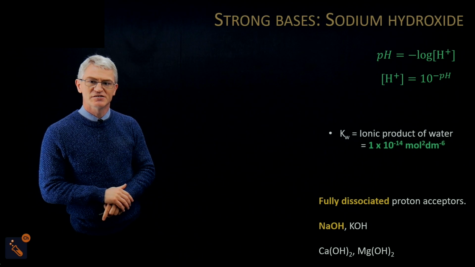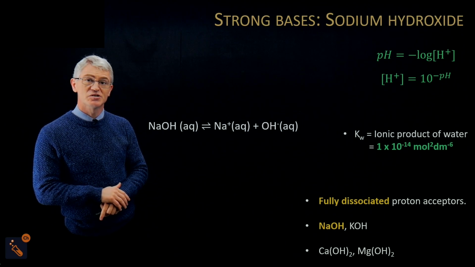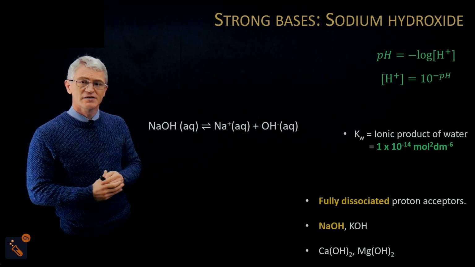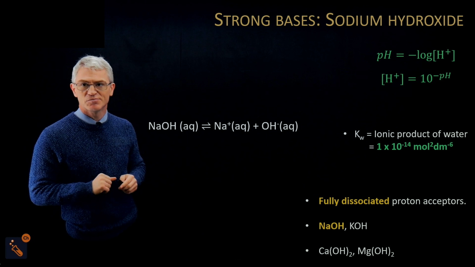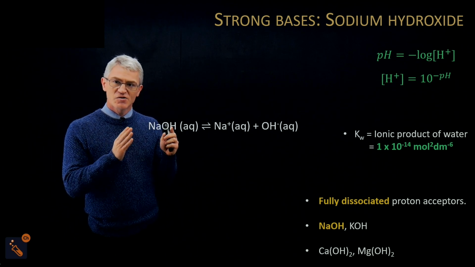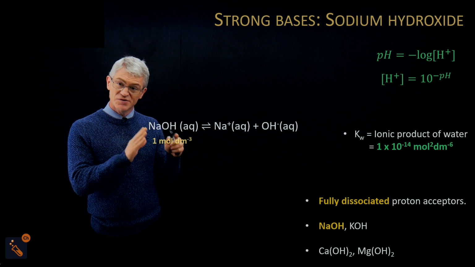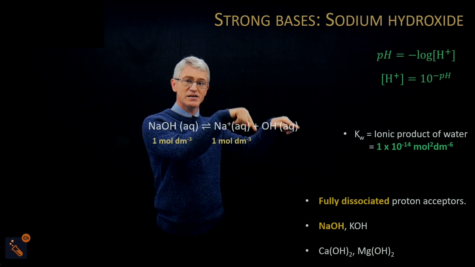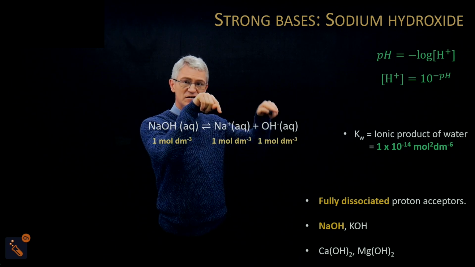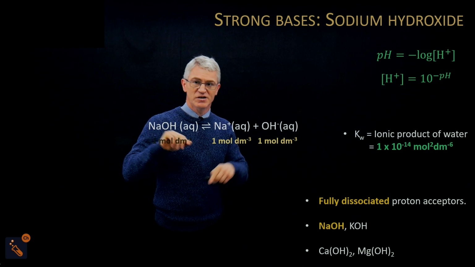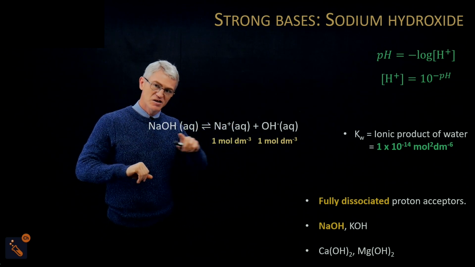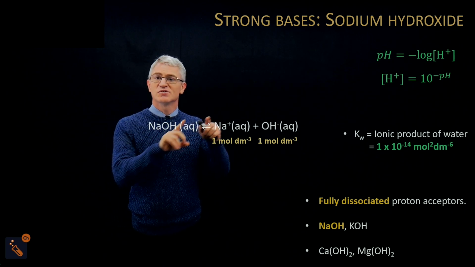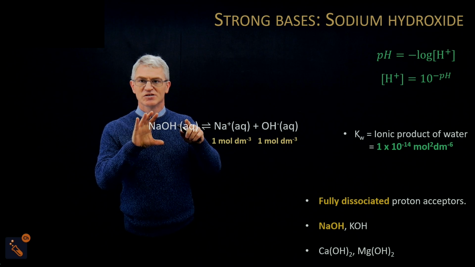Now, put that to the side, and we're going to do some example questions. The first example is with sodium hydroxide, the simplest one. You can really overcomplicate this, but I'm going to keep this as simple as possible. If you had 1 mole per decimeter cubed of NaOH, it would fully dissociate, which means you would get 1 mole per decimeter cubed of that and 1 mole per decimeter cubed of that. It's a 1 to 1 to 1 ratio, and you'd have nothing left here, because it would all fully dissociate. So the important thing is you can assume that the concentration of the OH minus ions is the same as the original NaOH.